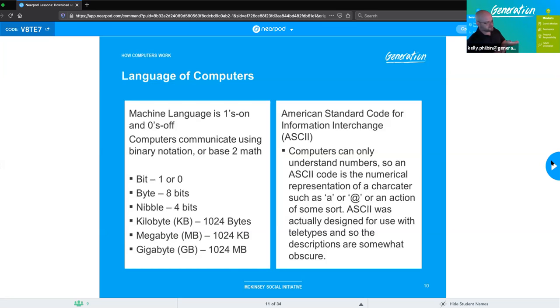And then a kilobyte is 1,024 bytes. As you start scaling up, each megabyte is 1,024 kilobytes, and each gigabyte is 1,024 megabytes. So can anybody tell me right off the top of your head, why not just say 1,000? Why is it 1,024?